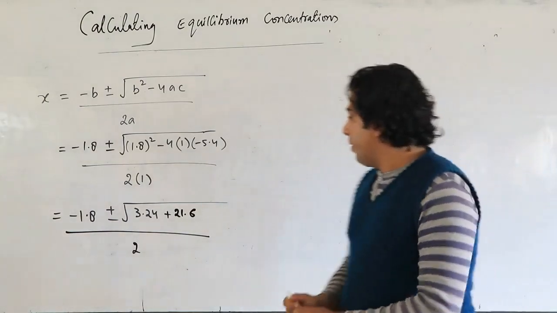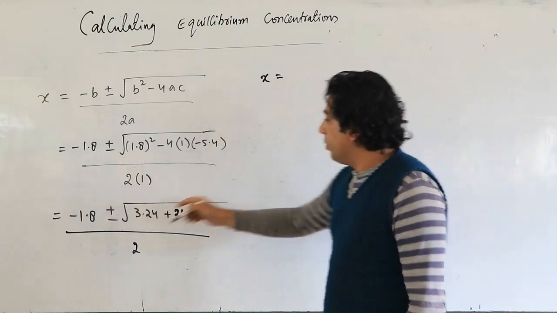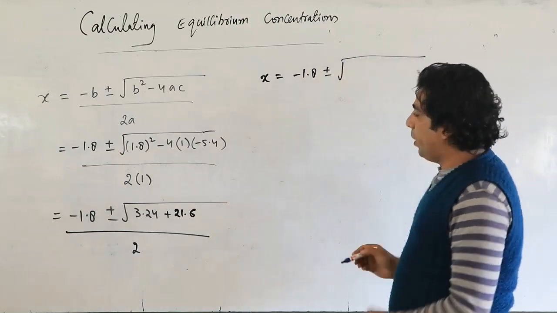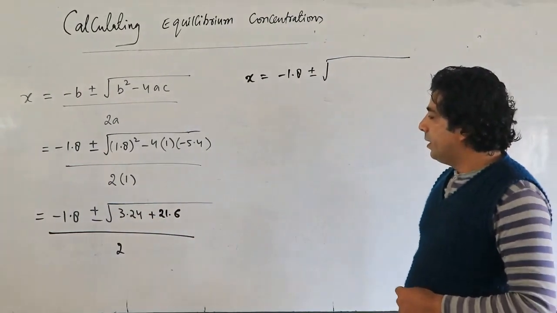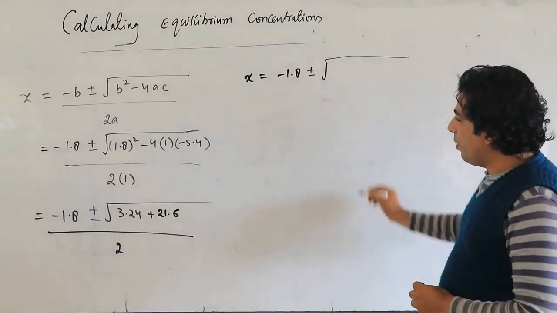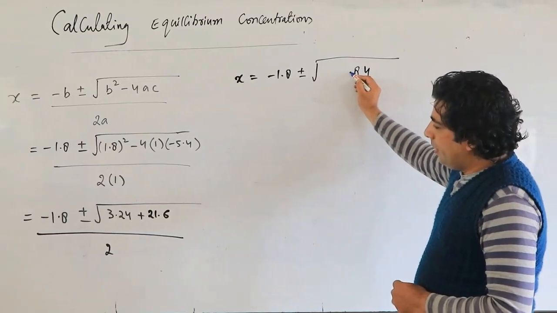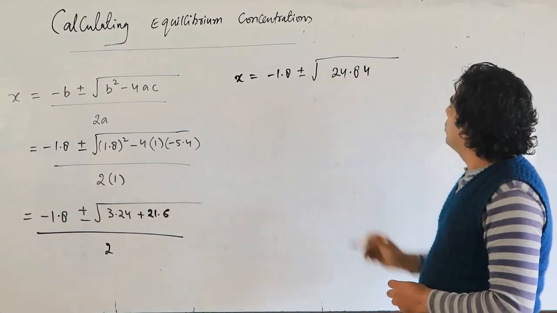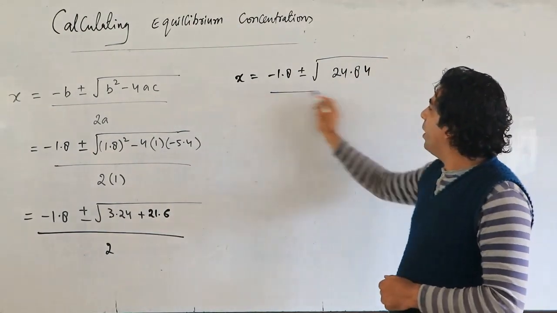So have a look here, my dear friends. Let's go for this. So x is equal to minus 1.8 plus or minus square root of 3.24 plus 21.6. So how much is that value, my dear friends? It will come out to be 24.84, the square root of 24.84 we have to look into.